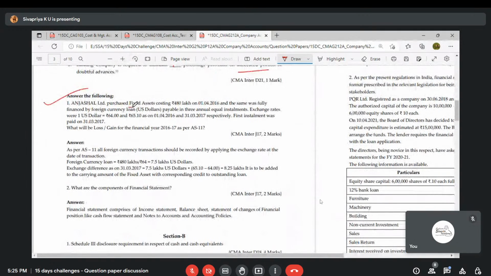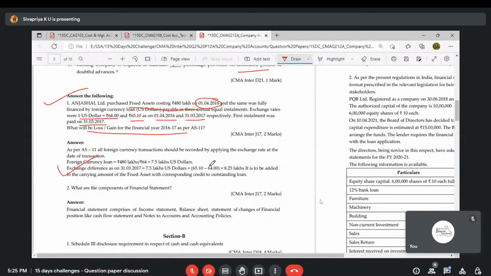This is a fixed asset costing 480 lakhs, purchased on 1/4/2016 and fully financed by a foreign currency loan payable in 3 annual equal installments. Exchange rates are $1 = 64 and 65.10 on 1/4/16 and 31st March 2017 respectively. The first installment was paid on 31st March 2017. What will be the gain or loss for the financial year? So simply you have to calculate the exchange rate difference.